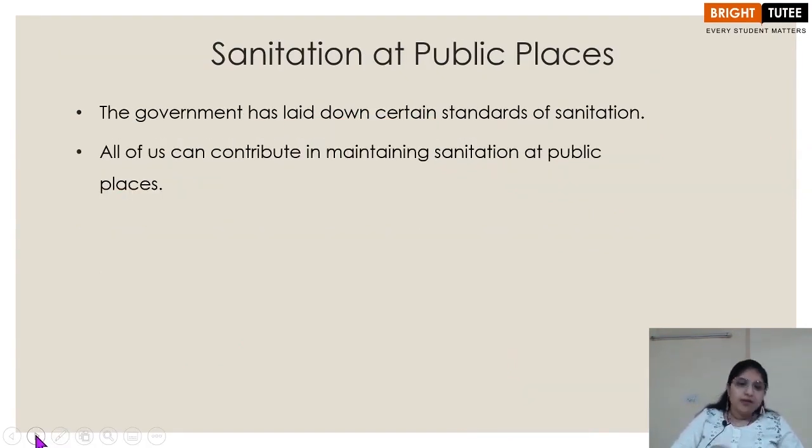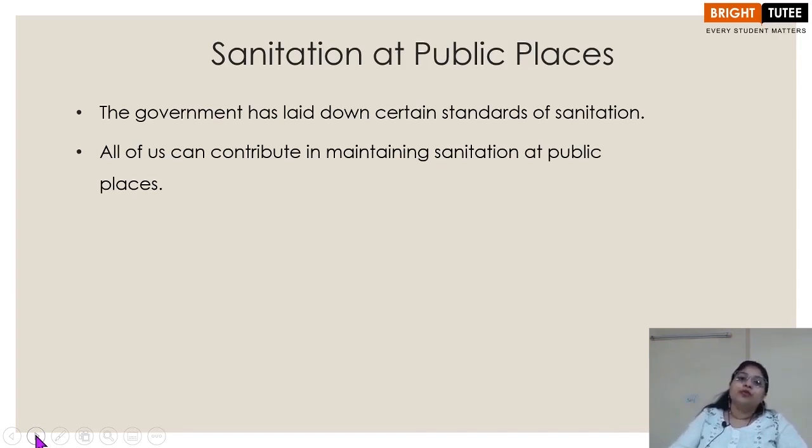Now next we talk about sanitation at public places. Public places are usually the most dirty areas. All of you must have gone to bus stations, railway stations. You must have seen that people are throwing garbage here and there, thinking that this is not our home, this is not where we are supposed to clean. But always remember, students, because these are public places, these are your places. So it is important to keep them clean, because you are also staying in these areas.